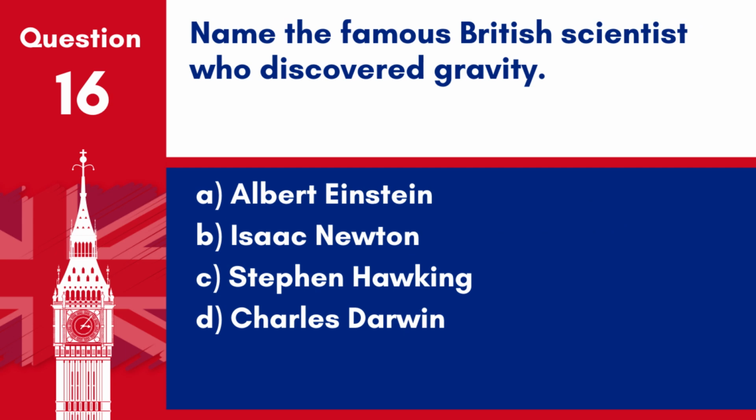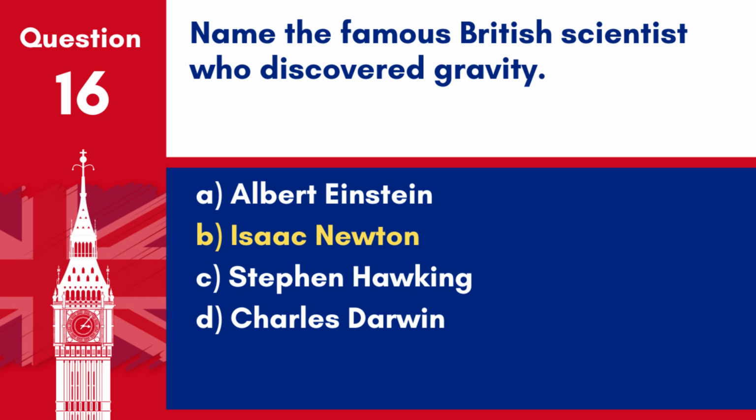Question 16. Name the famous British scientist who discovered gravity. A. Albert Einstein. B. Isaac Newton. C. Stephen Hawking. D. Charles Darwin. Answer. B. Isaac Newton. Sir Isaac Newton is credited with the discovery of gravity among his many contributions to physics and mathematics.